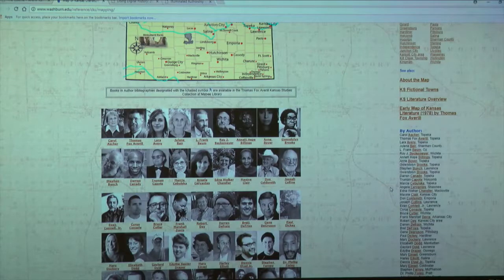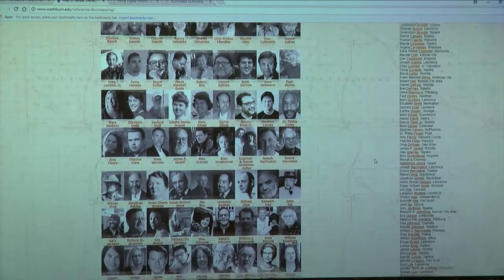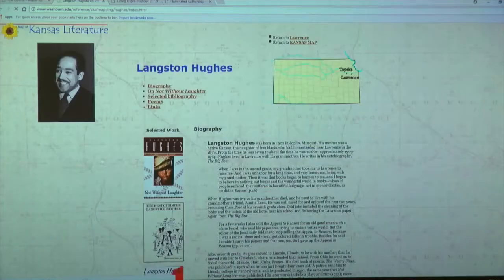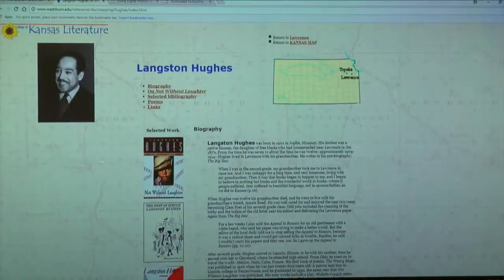I have a map of Kansas literature that students and I put together, kind of an early digital teaching in a way, and we create pages for various Kansas writers. And this contains a lot of information, somebody like Langston Hughes, biography, bibliography, et cetera, et cetera.